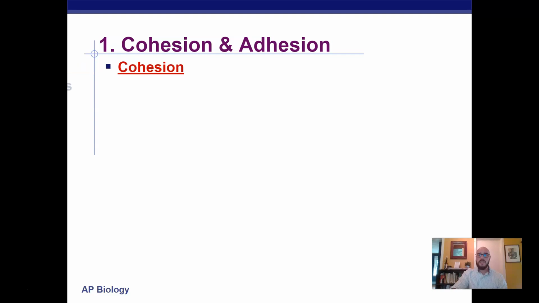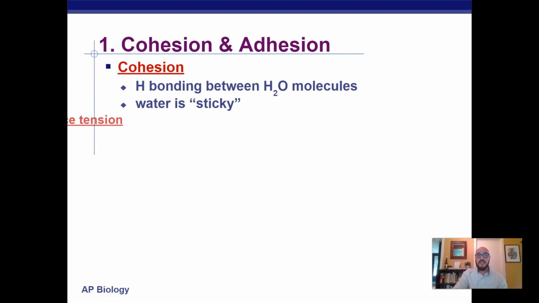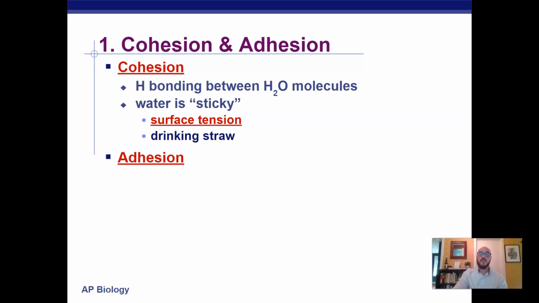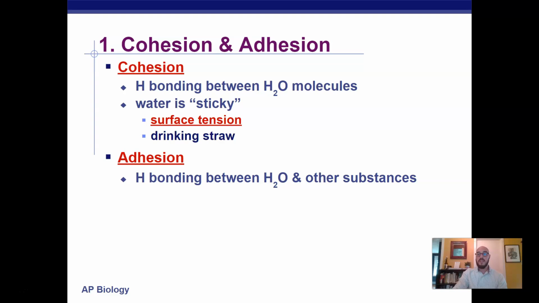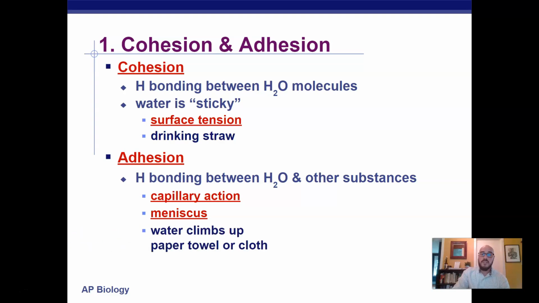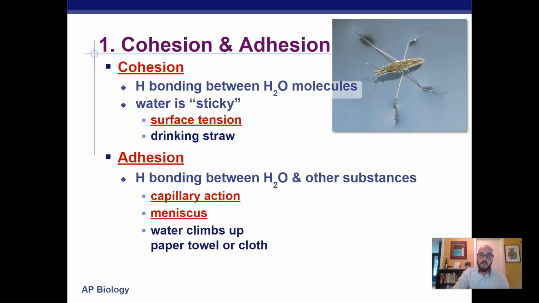All right, cohesion and adhesion. We talked about that. That is the bond between your H2O molecules. It makes water sticky. So that gives you things like surface tension. When you see something like a water strider hanging out on top of water, that's surface tension. And it can do that because water sticks to itself. Adhesion is going to be the bond to other things. And that gives us things like capillary action, and when in chemistry you observe the meniscus.